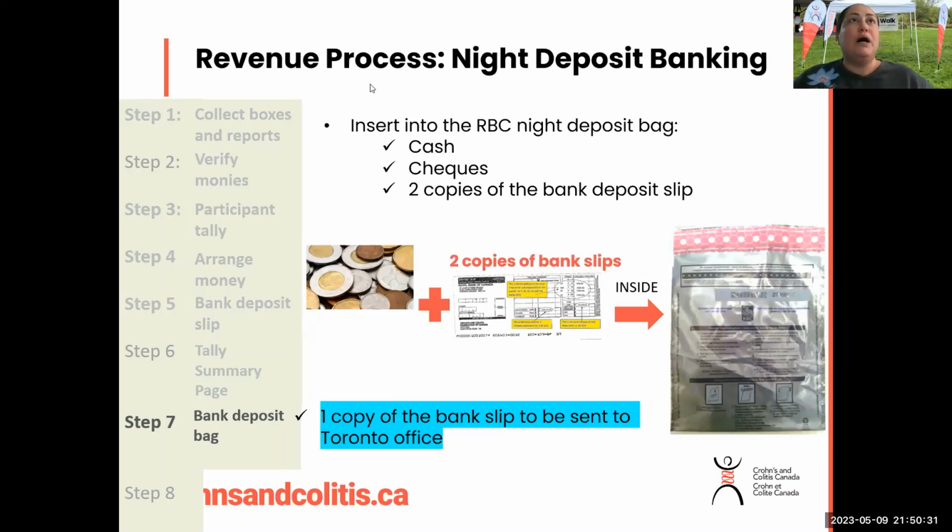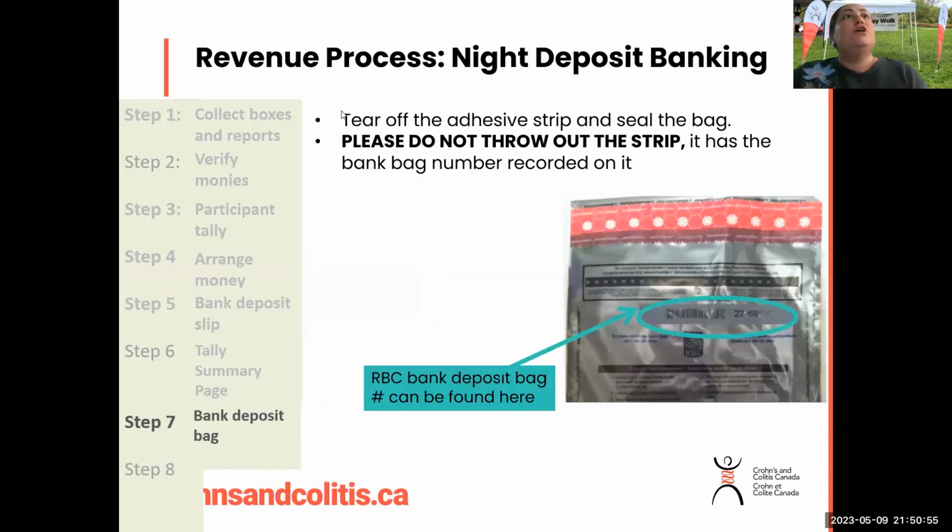And when you prepare the RBC deposit slip, you will put the cash and checks together with the 2 copies of the bank deposit slip inside the envelope, inside the deposit bag. And then you will keep one of the bank slips to send to us. That will go inside the Purolator bag. So when you tear off the strip to seal the bag, please don't throw out the strips. You will send this back to us when you prepare the Purolator bag.